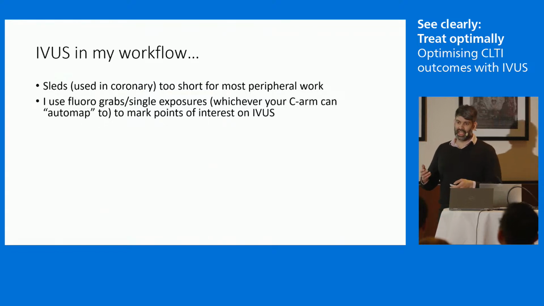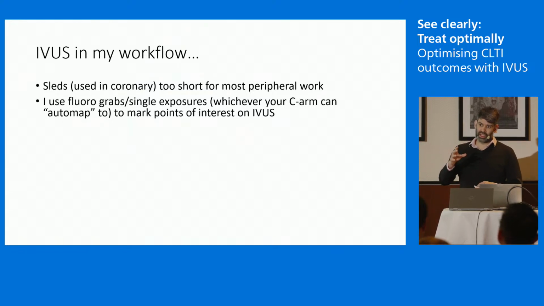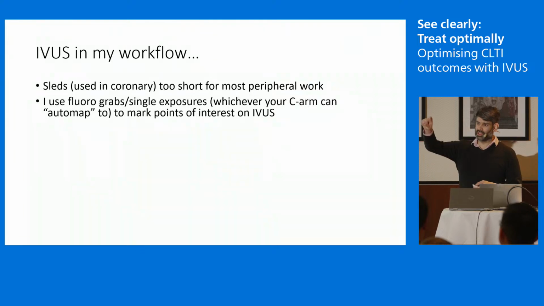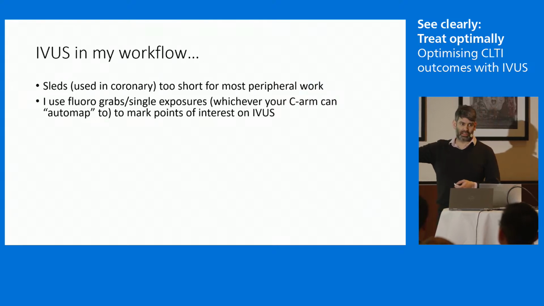We will eventually get to a point where the IVUS imaging is completely matched with the fluoroscopic imaging, and you can scroll up and down the leg in a fluoro loop and see the IVUS image of that slice next to it. That will happen at some point, but it's not here yet, so we have to figure out how to work without that.